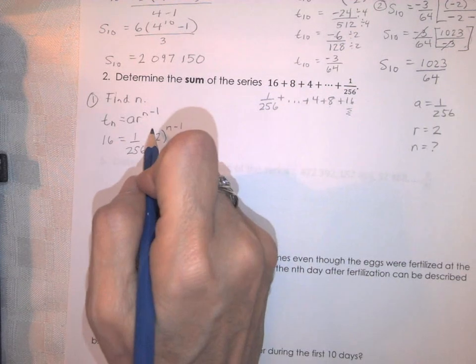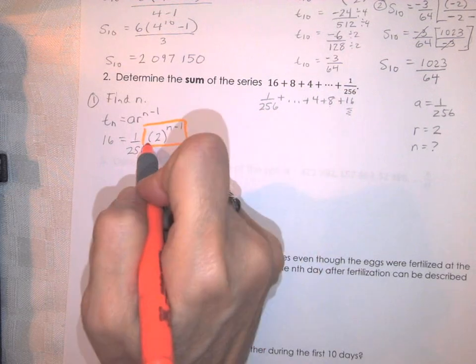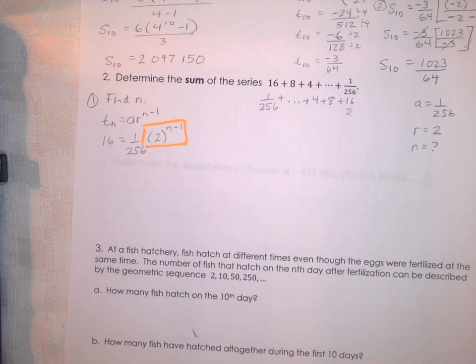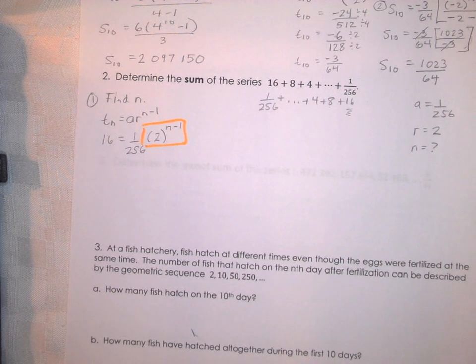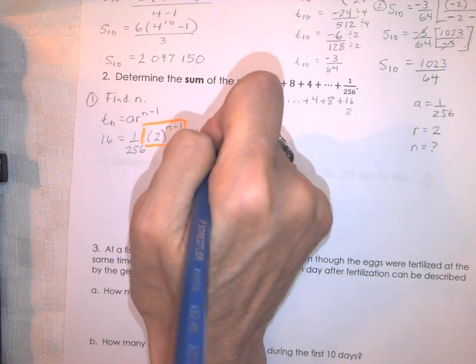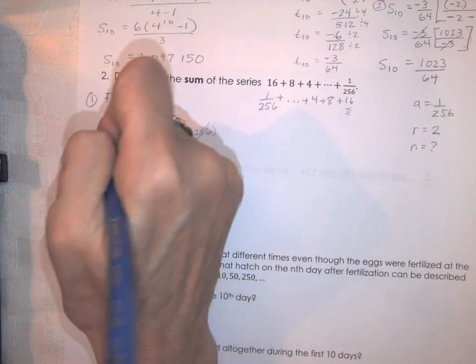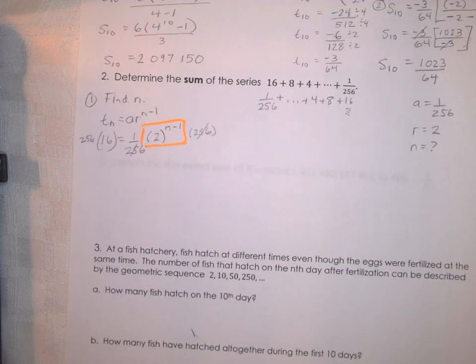So first I want to get the exponential part by itself. So I have to undo this multiplying by 1 over 256, or dividing by 256. So I'm going to multiply both sides by 256. So I'm going to do 256 times 16.